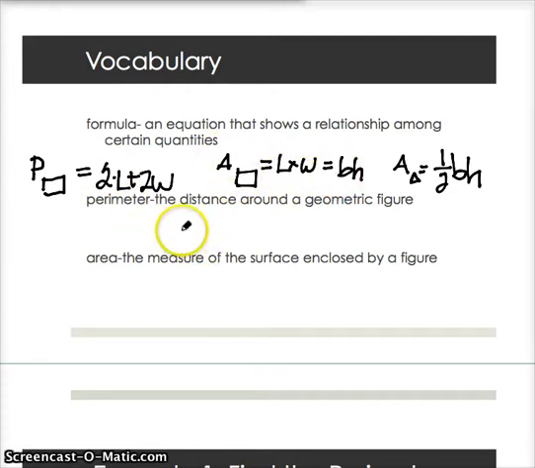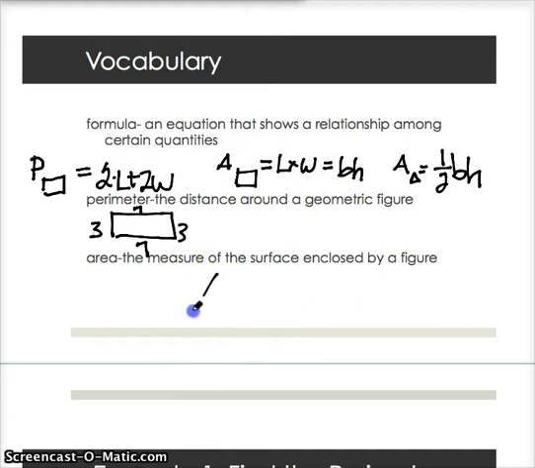Let's take a look at the perimeter. The perimeter is a distance around a geometric figure. So as we discussed briefly, if we're looking at a rectangle, we know that the rectangle can have a width and a length. And let's say this particular rectangle has a width and length of 3 and 7. If we wanted to find the perimeter, we would have to add up all of the sides, as our formula indicates.